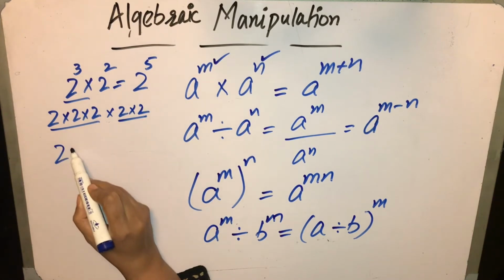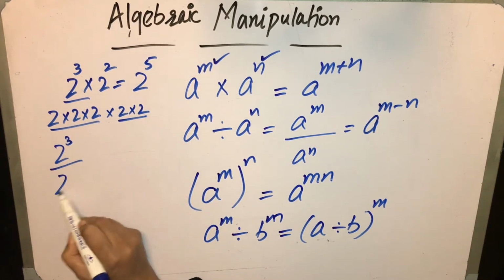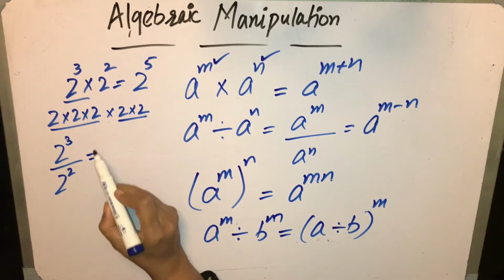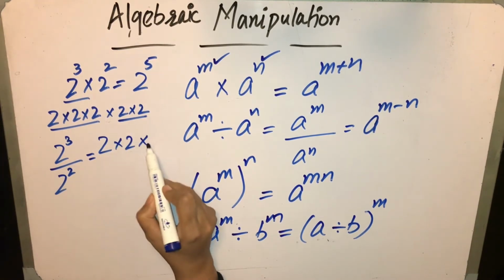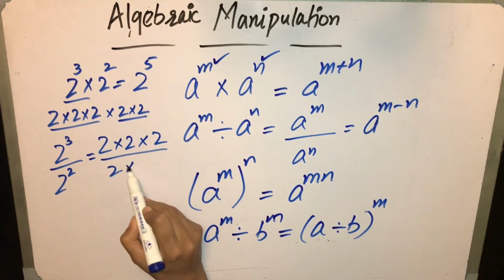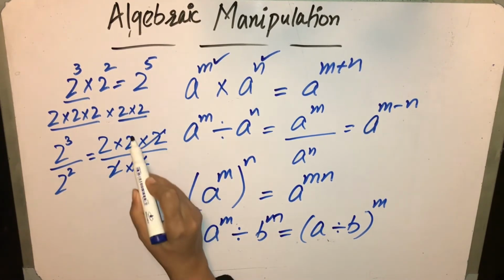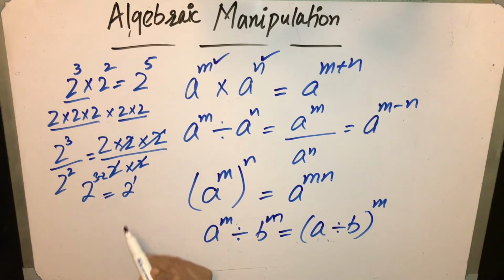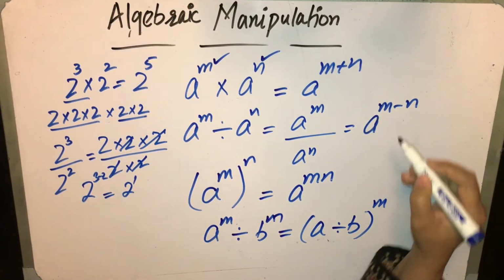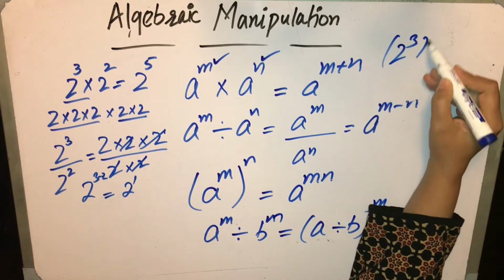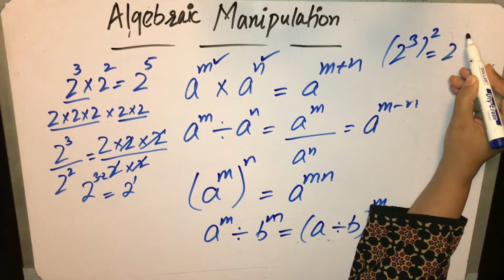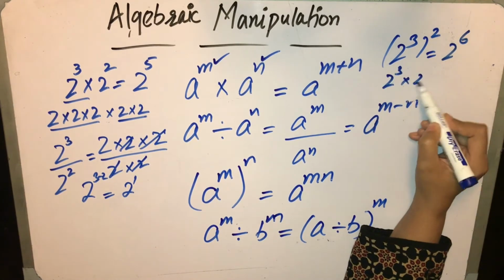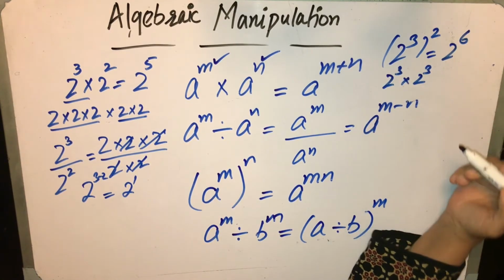Similarly, if you have 2 power 3 in the numerator and 2 power 2 in the denominator, which we were doing in the question, instead of cancelling, you can have 2 power 3 minus 2, and the answer will be 2 power 1. And if you have 2 power 3 whole power 2, you can have 2 power 6. 2 power 3, 2 times, means you will have 3 plus 3, 6.